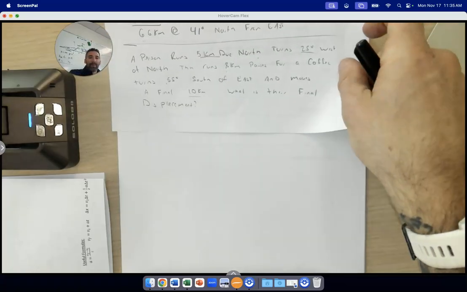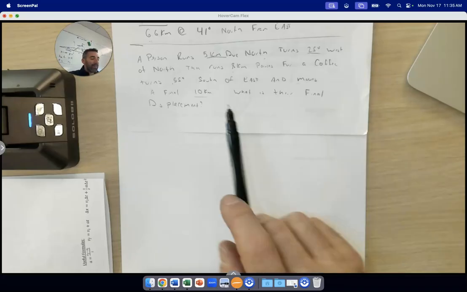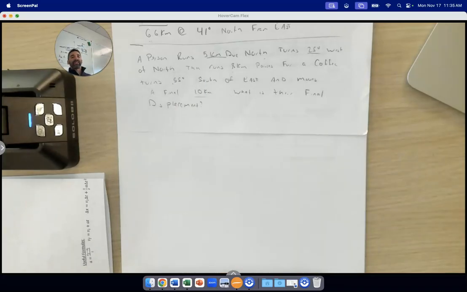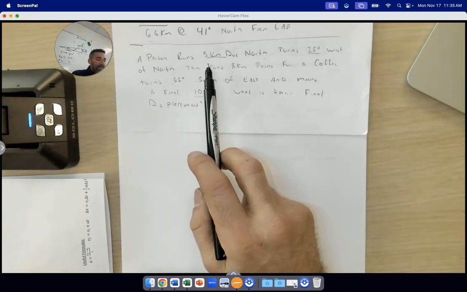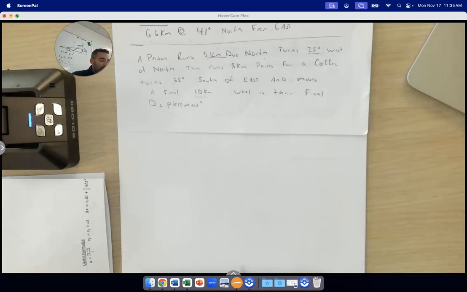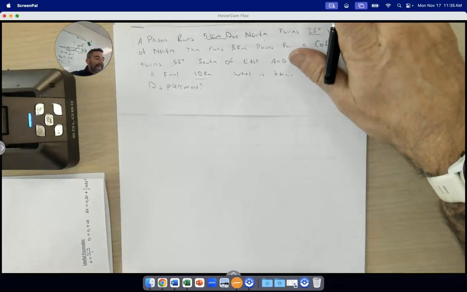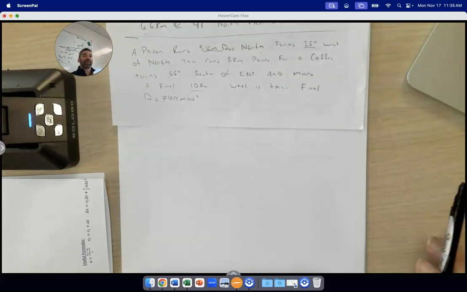Now I have a more complex scenario of 3 different directions. So we have a person that runs 5 kilometers north. They turn 25 degrees west of north. We'll explain what that means. They run 8 kilometers, and then they turn 55 degrees south of east and run another 10 kilometers. So this one, we're going to do a scaled diagram, and then video number 3, we're going to do it mathematically because there are 2 ways to do it.